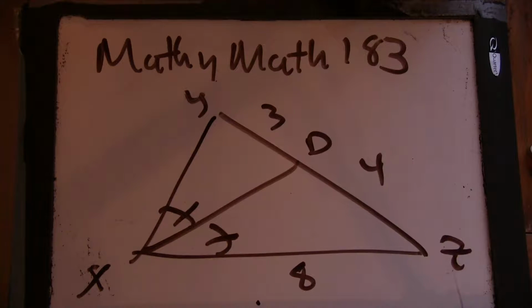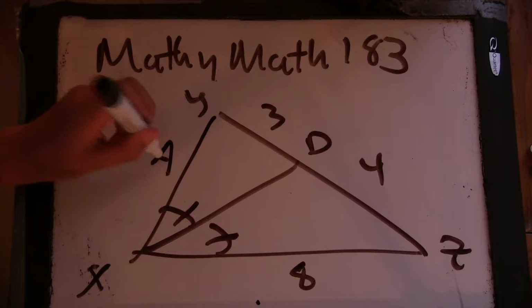This is a problem from your geometry book. It's problem 7.39. It says point D lies on side YZ of triangle XYZ, such that angle YXD equals angle ZXD. Given that XZ is 8, YD is 3, and DZ is 4, find XY. I think we got the picture drawn right. So we'll just call XY A.